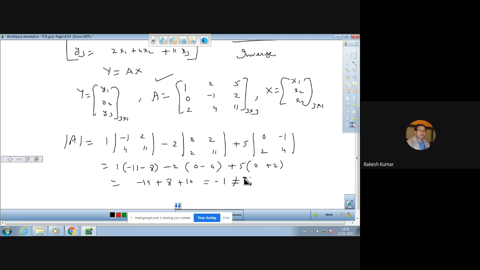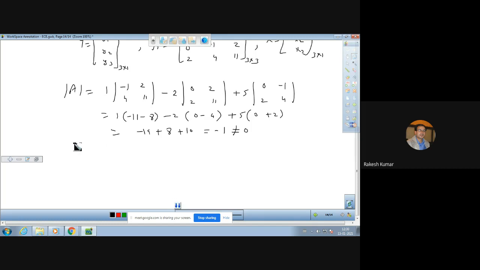So -1 is not equal to 0. So it means the matrix A is a non-singular matrix. So we can write that matrix A is a non-singular matrix because the determinant is non-zero. If the determinant is 0, then the matrix is a singular matrix. And in the case of a singular matrix, the inverse does not exist. No possibility of inverse in that case. So here is the possibility of finding the inverse.